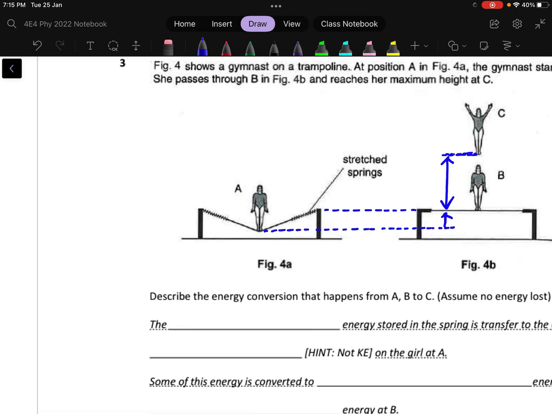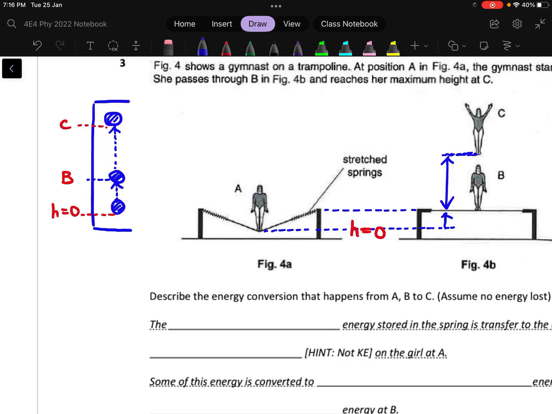So if I want to draw the system, at the very beginning my gymnast starts off at H equals 0, which is here. Then the gymnast goes up by a little bit, and it reaches B. After that, the gymnast goes up by even more, and it reaches C. And this is my isolated system, meaning that my gymnast is isolated.